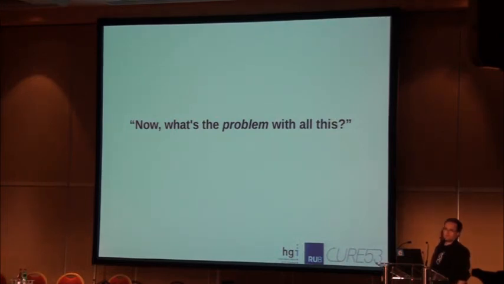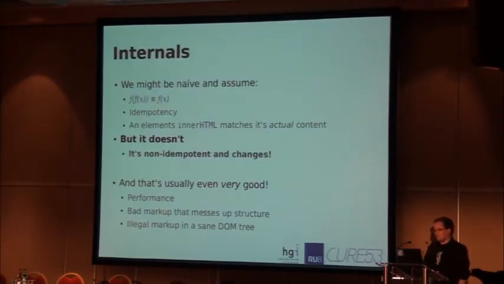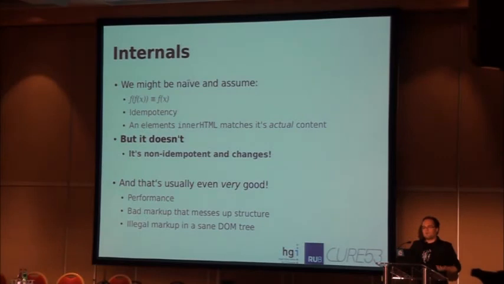So we have an awesome property, and this awesome property is awesome, and we want to use it. I want to use it right now. Like, give me some innerHTML. But there's got to be a problem with that, right? And the problem is when we have a closer look at what it actually does.